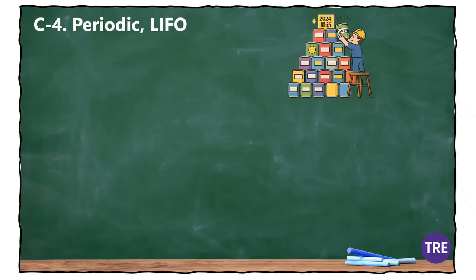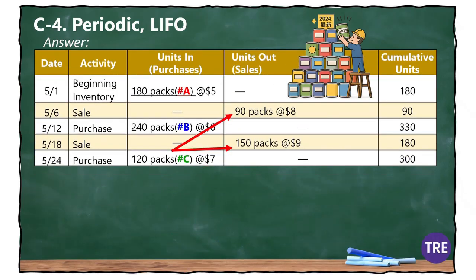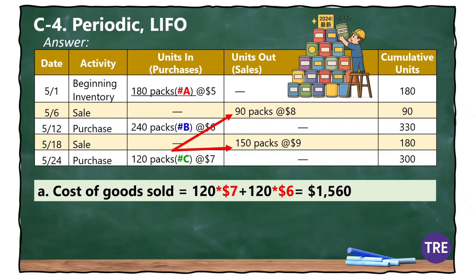Finally, let's apply LIFO, the last in, first out method, under the periodic system. This approach assumes that the newest units are sold first. So, when we total up all sales for the month, we start removing units from the latest purchases first. EcoMart sold 240 units in total, which come from 120 units at $7 and 120 units at $6. That gives us a cost of goods sold of $1,560.